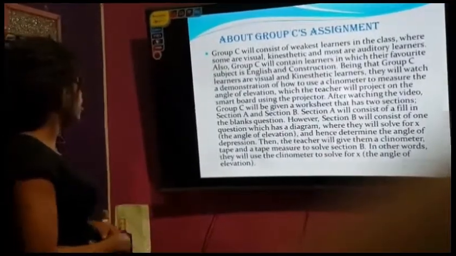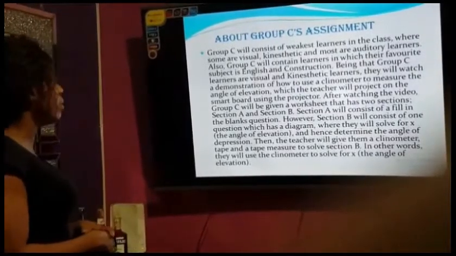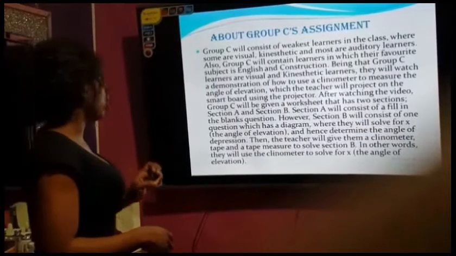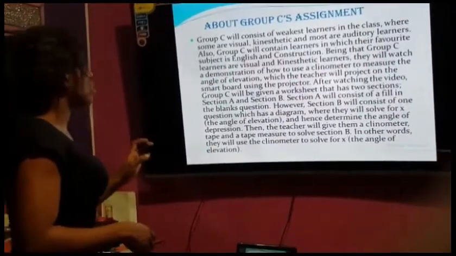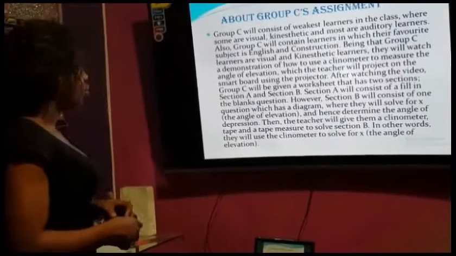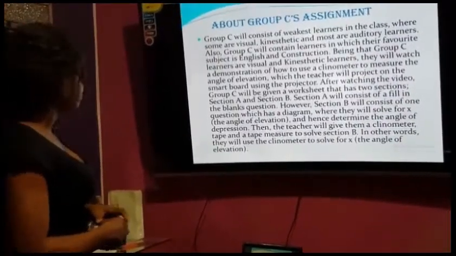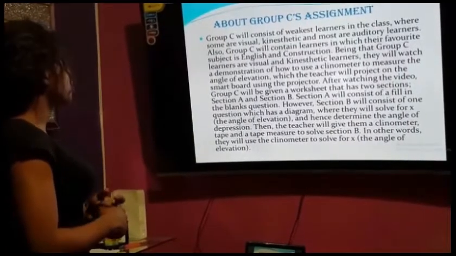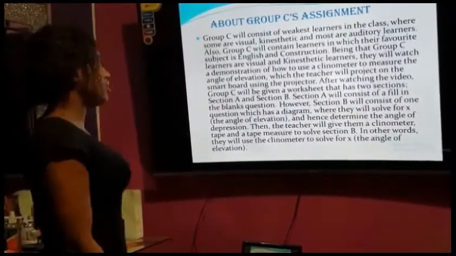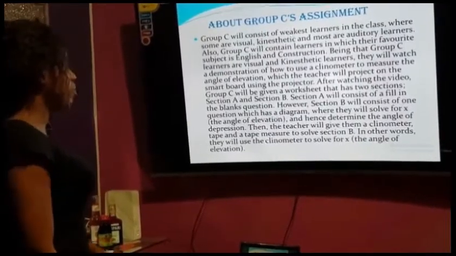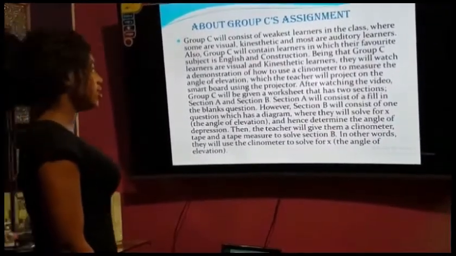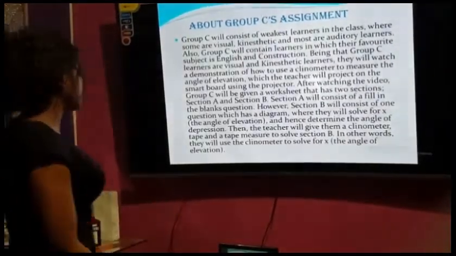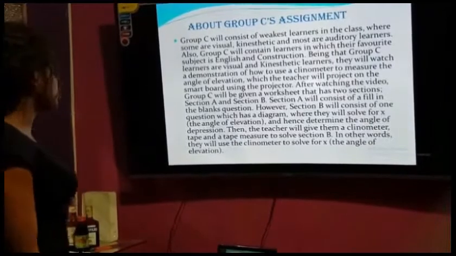Being that Group C learners are visual and kinesthetic learners, they will watch a demonstration of how to use a clinometer to measure the angle of elevation, which the teacher will project on the smart board, right? After watching the video, Group C will be given a worksheet that has two sections, Section A and Section B. Section A will consist of fill-in-the-blank questions, so differentiated learning is taking place based on what the students like, right?